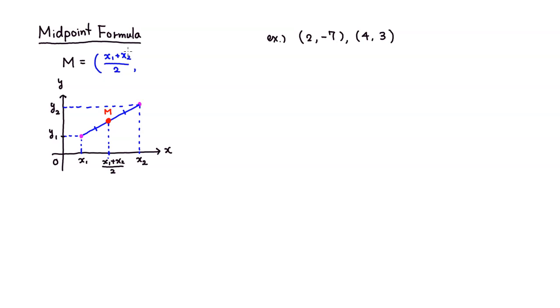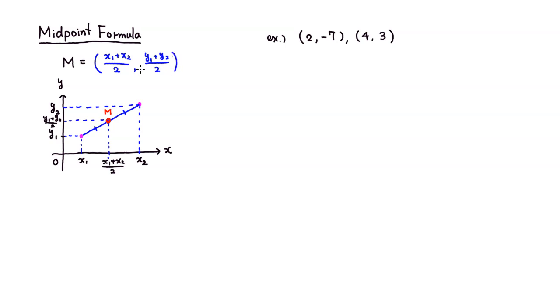And you can do exactly the same thing with the y coordinate. So the y coordinate of the midpoint is simply the average between those y coordinates. So we just have to add y1 and y2 and divide by 2. So we have y1 plus y2 over 2. All right? So this is the midpoint formula.